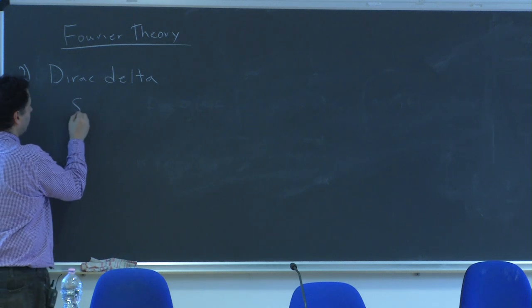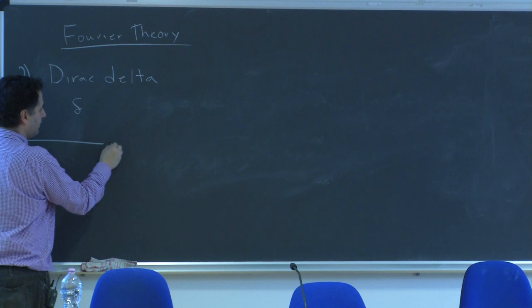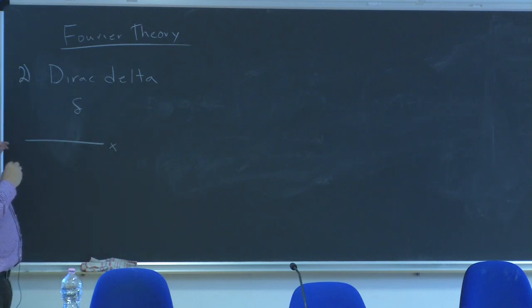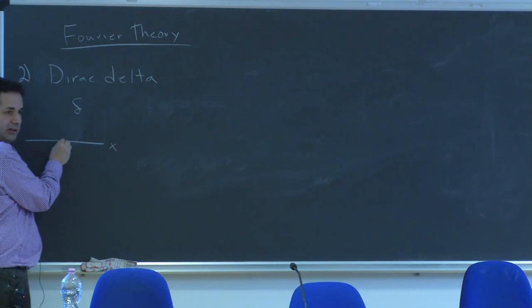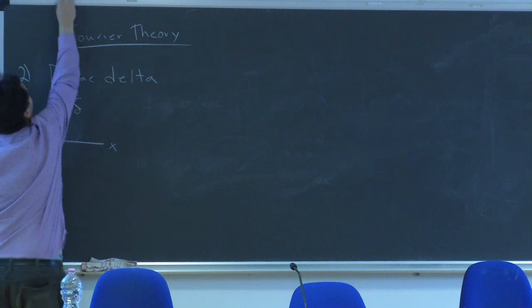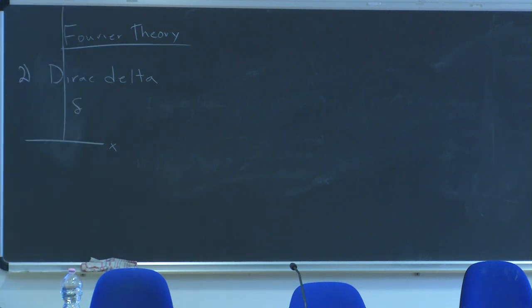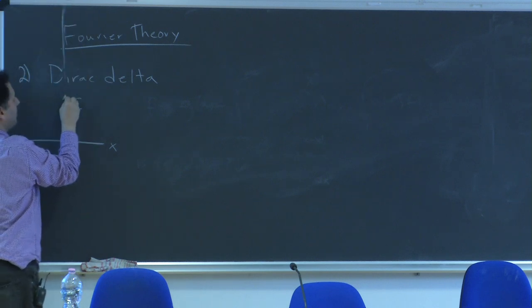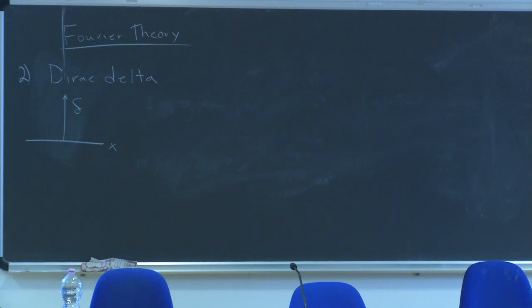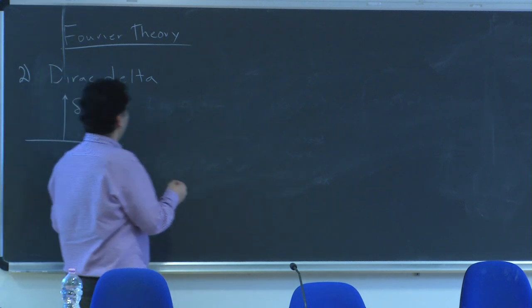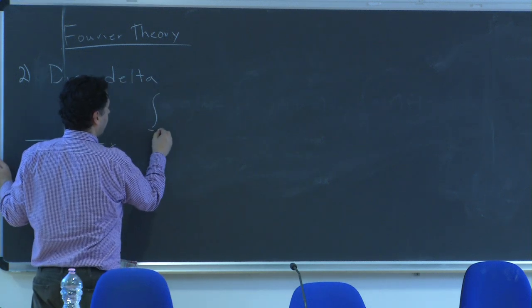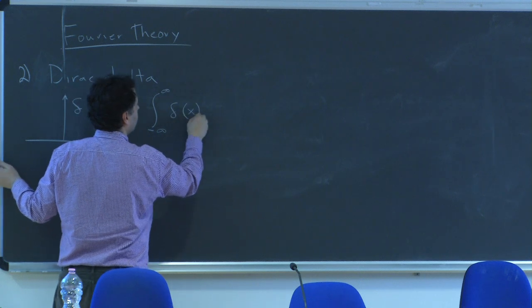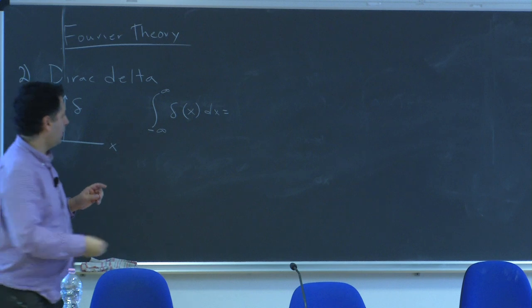Dirac delta, if I plot delta as a function of x, how does it look? It's very narrow, and how tall is it? Yeah, all the way to infinity. So to avoid that, we just use a little arrow. So it is infinitely narrow, and it is infinitely tall in such a way that its area is what? One. So that means that if I integrate from minus infinity to infinity, delta of x, dx, we get 1.